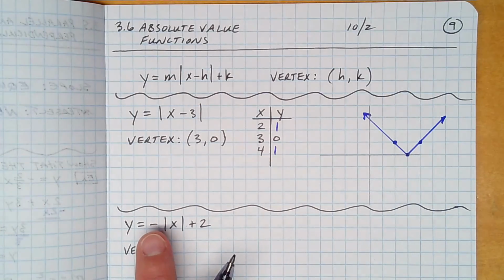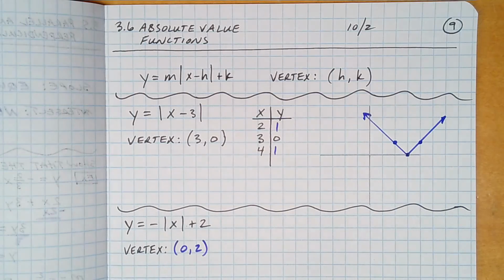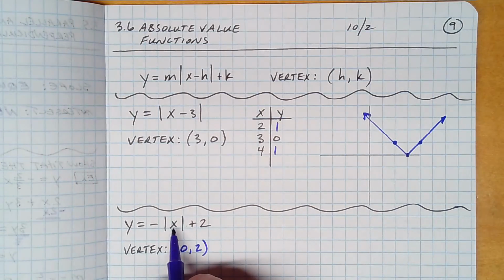All right, next, let's graph y equals negative absolute value of x plus 2. So this negative is on the outside of the absolute value bars, and what it's going to do is turn our V upside down. So right now, please write the vertex of this function. All right, hopefully you said (0, 2). There's nothing inside with the x in the absolute value bars, and there's this positive 2 on the outside, so our vertex is (0, 2).